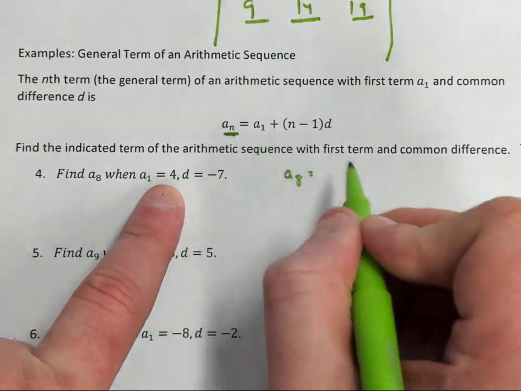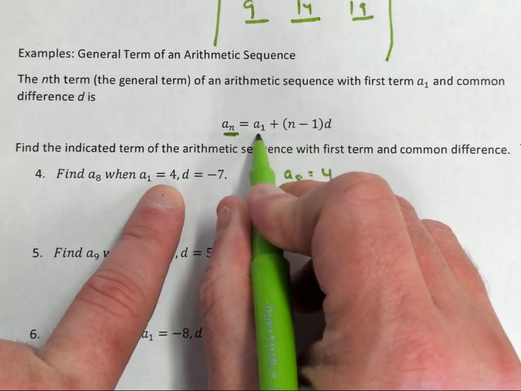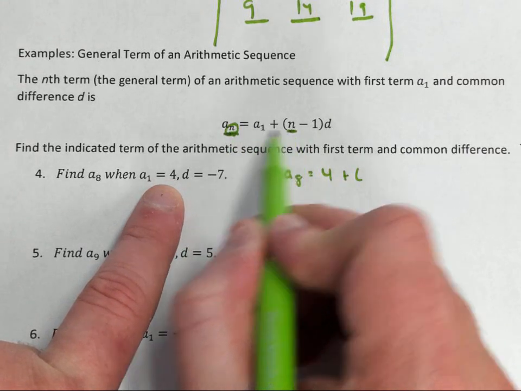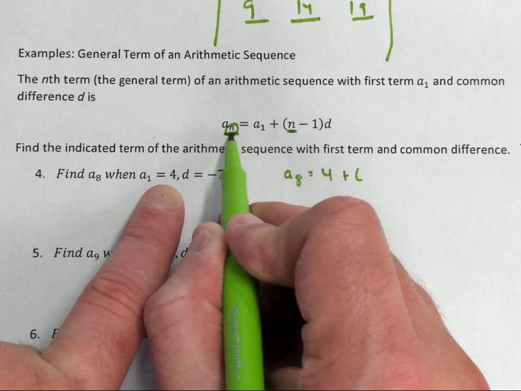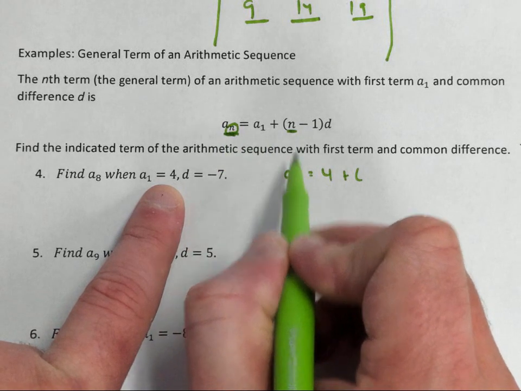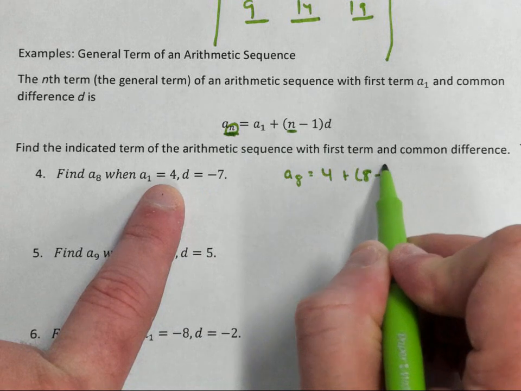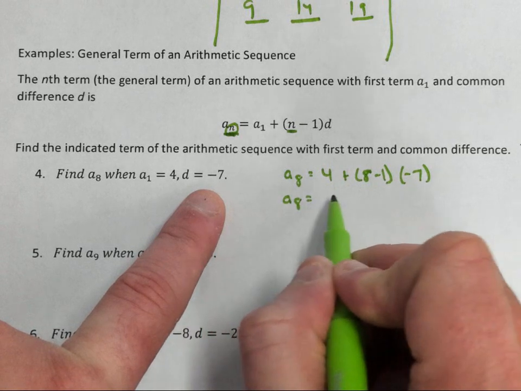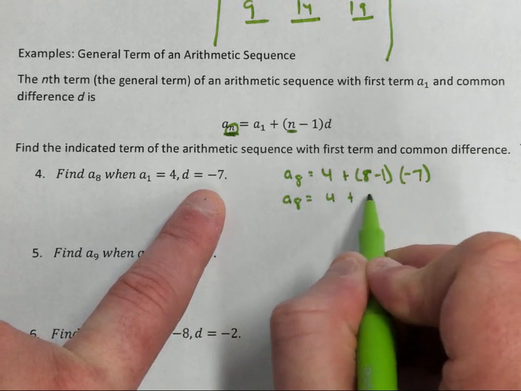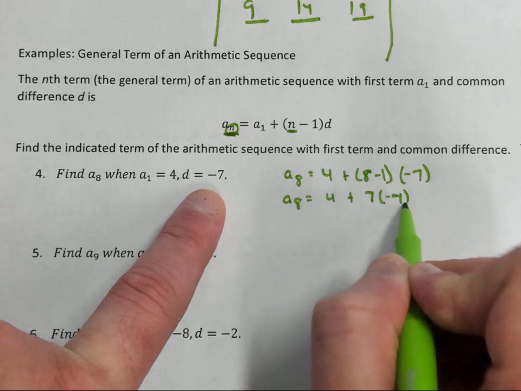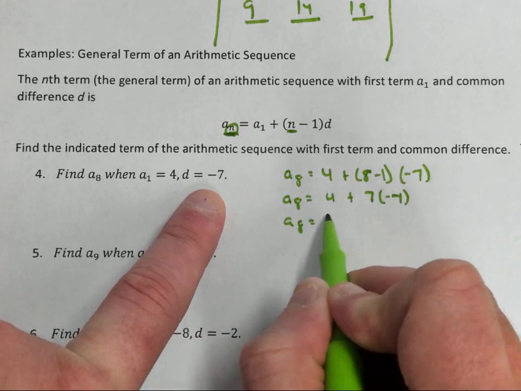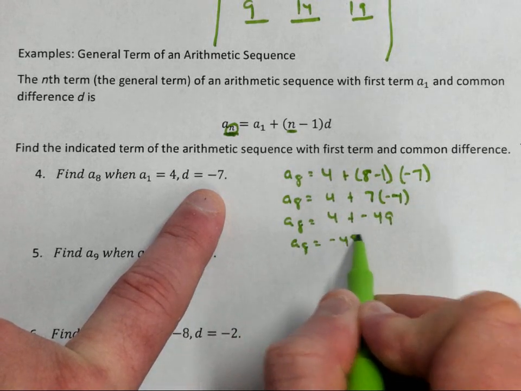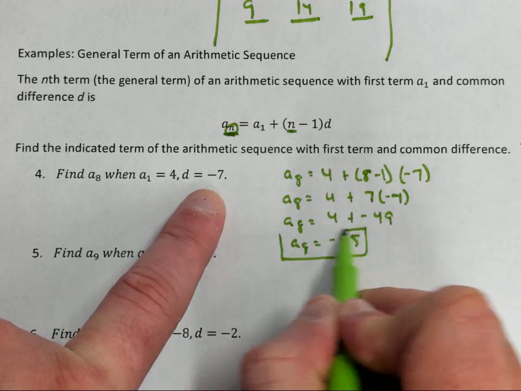What is a sub 1? 4. I plugged that in for that. Plus. Now, do you see how this n and this n is right here? If I let this be a sub 8 right here, the n is what value? 8. Do you see that? Your d is negative 7. Order of operations. 8 minus 1 is 7. 7 times negative 7 is negative 49. Negative 49 plus 4 is negative 45. That is your 8th term of this sequence. That's all you do.